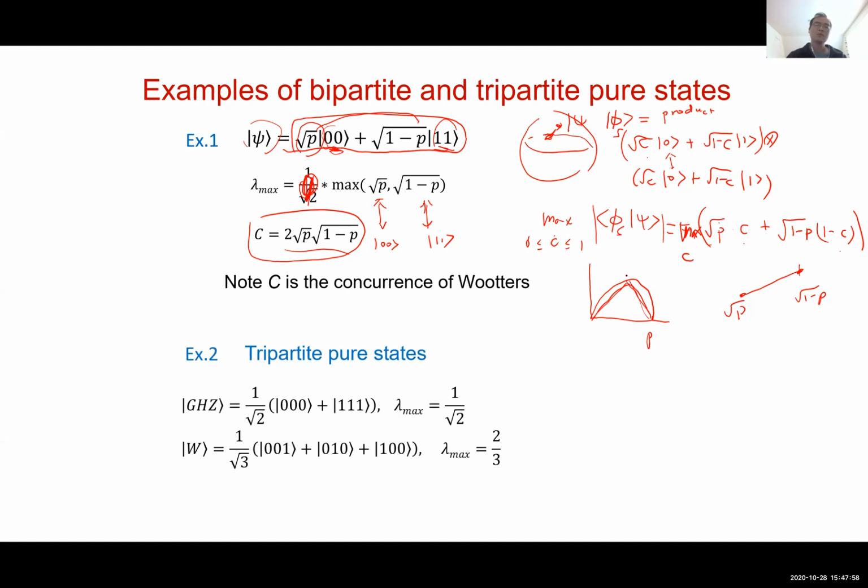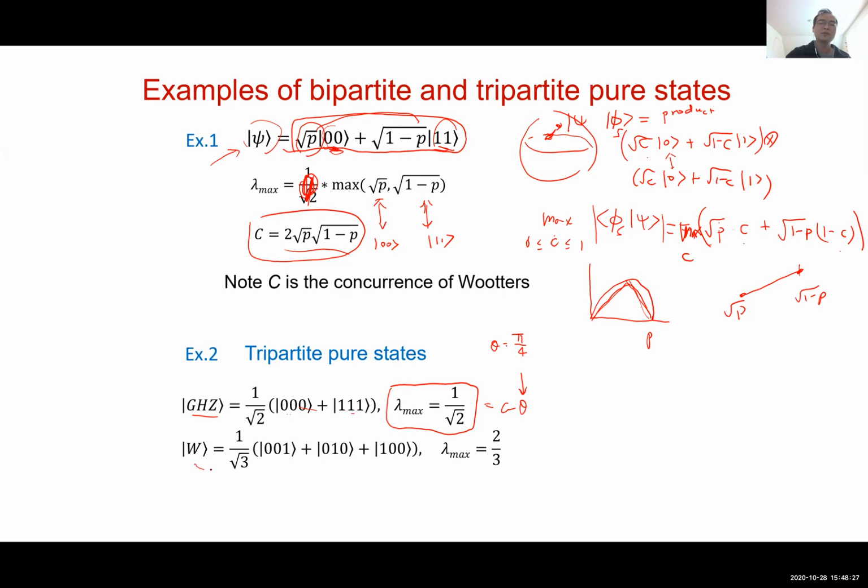But then, what about a more complicated case? The GHZ state is similar to this first example with p equal to 1/2. So you can see the maximum overlap is 1 over square root 2. In some sense, that's the cosine of the angle. The angle is pi over 4.